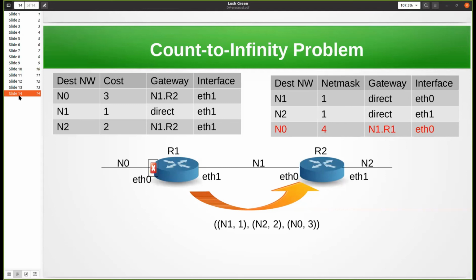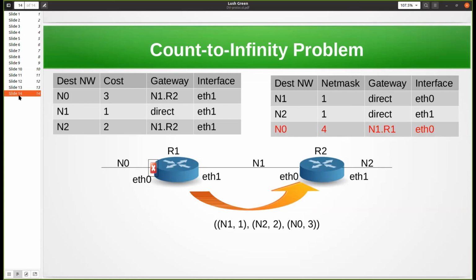The infinity in the distance vector algorithm, in the RIP protocol, is set to 16. So until the cost reaches 16, they'll be doing this. And when they reach the cost 16, they'll declare that the network is unreachable. Until then, the packets will be looping from R1 to R2, R2 to R1. This is what is called the count to infinity problem.